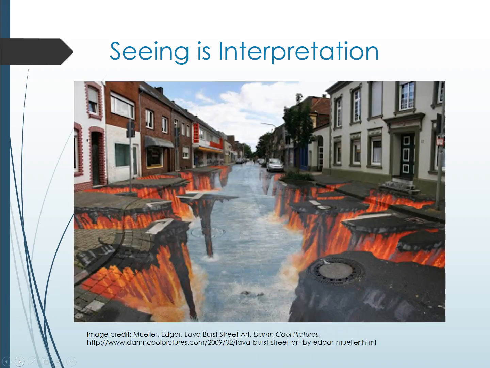This street art by an artist named Edgar Muller also uses the patterns our brains have learned for judging perspective to fool us, just like the Ames room did. Even though we know that this has to be a flat street, you can even see a manhole cover on the left, it's still hard not to be fooled by the illusion.